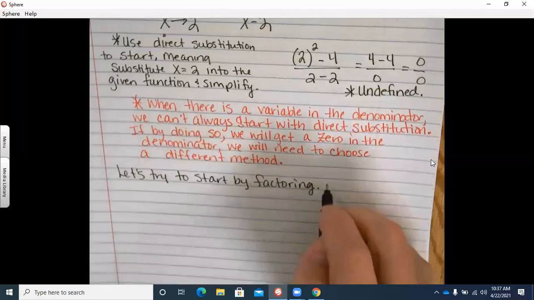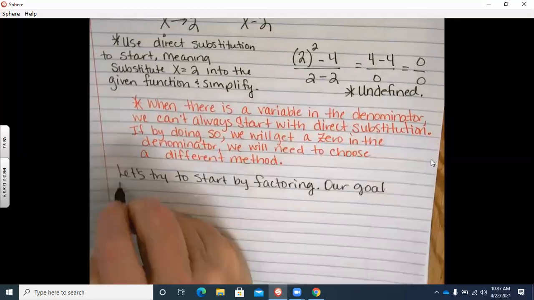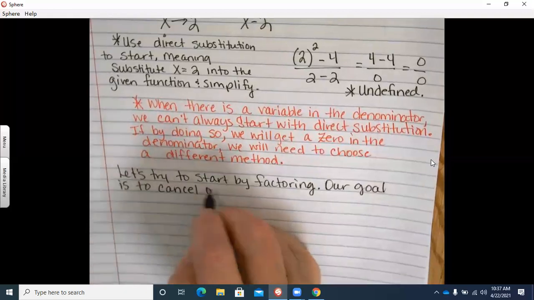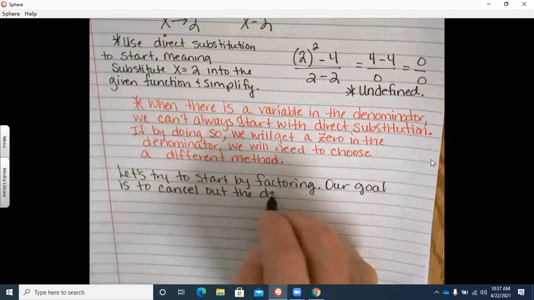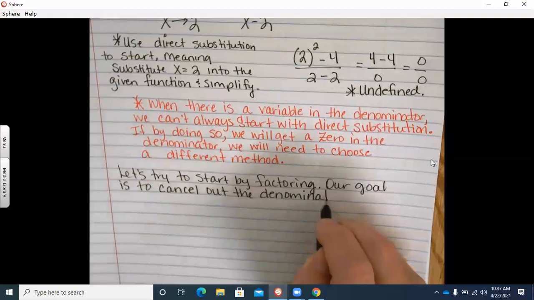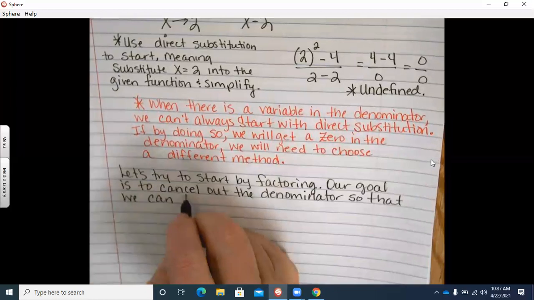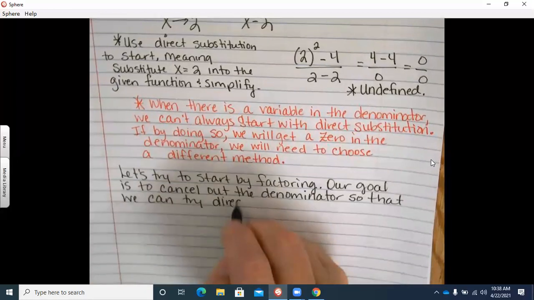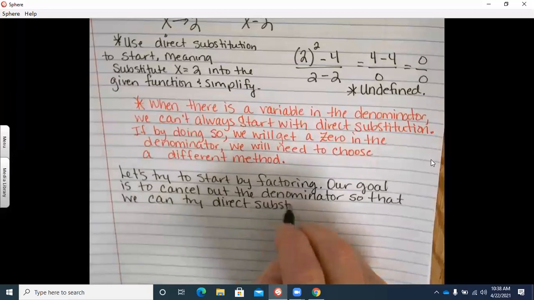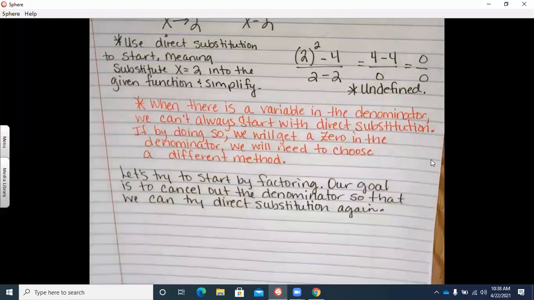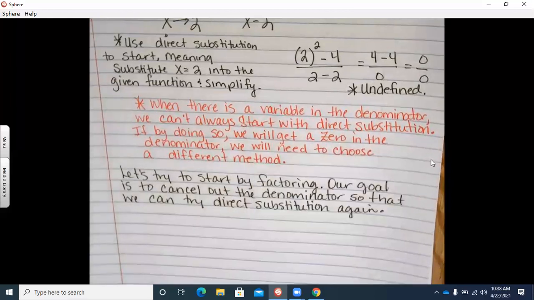Our goal is to cancel out the denominator so that we can try direct substitution again. And I know y'all hate writing all these words, but if you don't explain it in your notes, when you go back and look at it, maybe tonight you won't forget, but down the road when you go to study, you'll be like, why did we do that? That doesn't make any sense. You write it down in your notes and you read it, and you're like, oh yeah, I remember now.